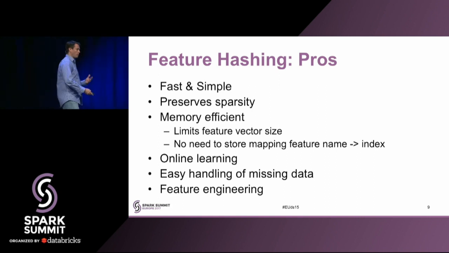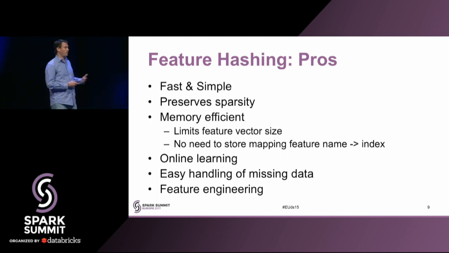So why would we want to do this? Well, the main benefit is that we can compress a very large feature domain down into a very small one. It's very fast and simple. It preserves sparsity. Many dimensionality reduction techniques end up with dense data that don't preserve the sparsity pattern. Feature hashing does. It's very memory efficient because, of course, we limit the feature vector size, but we also don't store the mapping from feature name to index in the smaller vector.